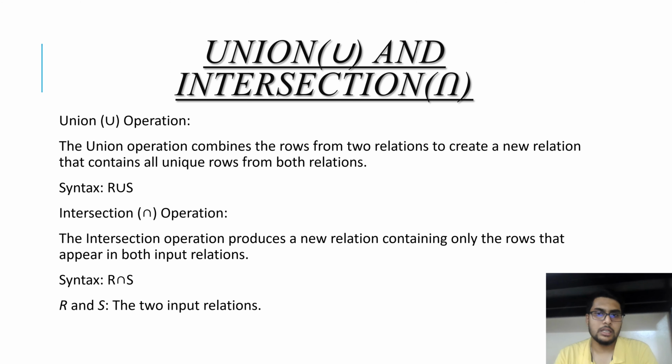Union and intersection. Union operation. The union operation combines the rows from two relations to create a new relation that contains all unique rows from both relations. Syntax: R union S. Intersection operation. The intersection operation produces a new relation containing only the rows that appear in both input relations. Syntax: R intersection S. R and S are the two input relations.